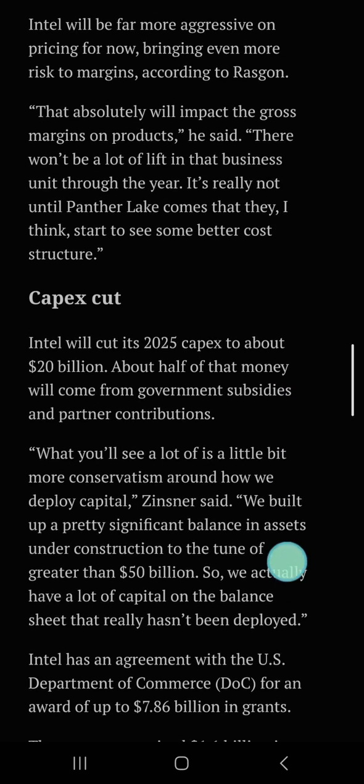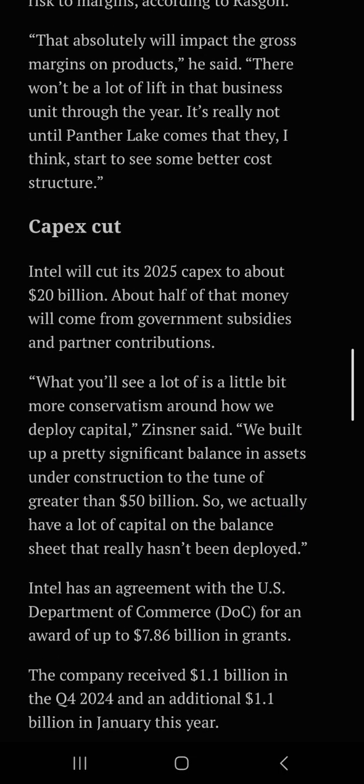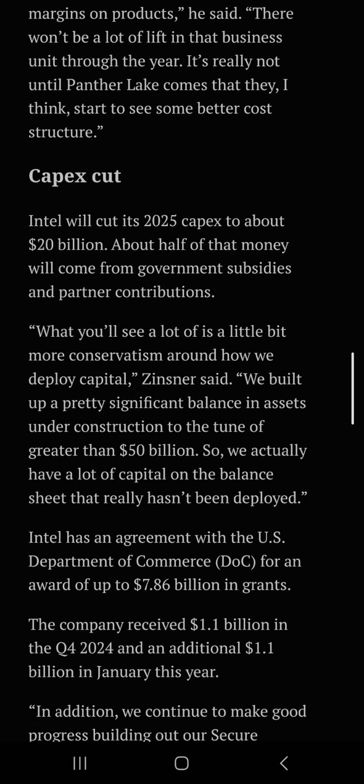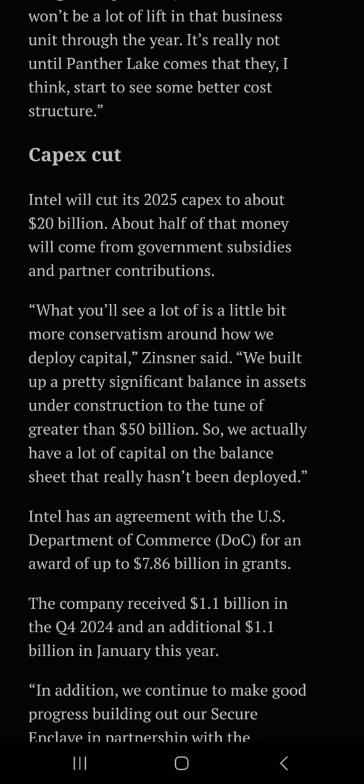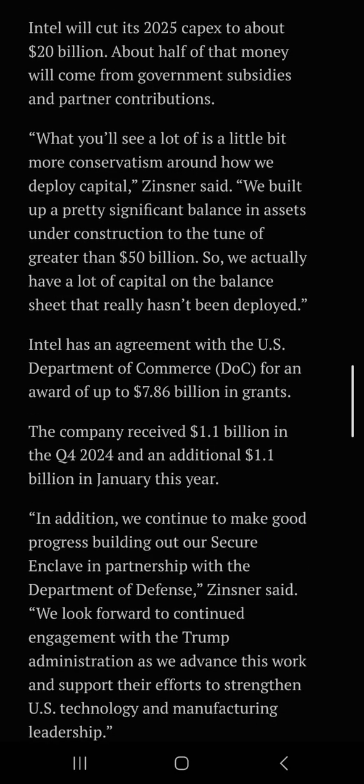The capex cut. Intel will cut its 2025 capex to about $20 billion. About half of that money will come from government subsidies and partner contributions. What you will see is a little bit more conservatism around how we deploy the capital, Ginsberg said. We're built up a pretty significant balance in assets under construction, to the tune of greater than $50 billion. So we actually have a lot of capital on the balance sheet that really hasn't been deployed.